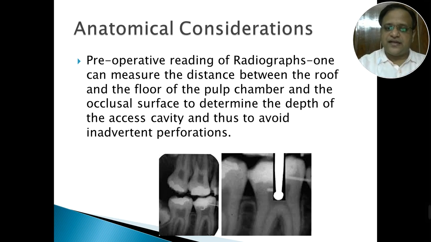So in preoperative reading of radiographs, one can measure the distance between the roof and the floor of the pulp chamber and the occlusal surface to determine the depth of the access cavity. And all this calculation of how deep we should go using the actual burr that we will be using will help us in avoiding any perforations that might happen during the treatment itself.